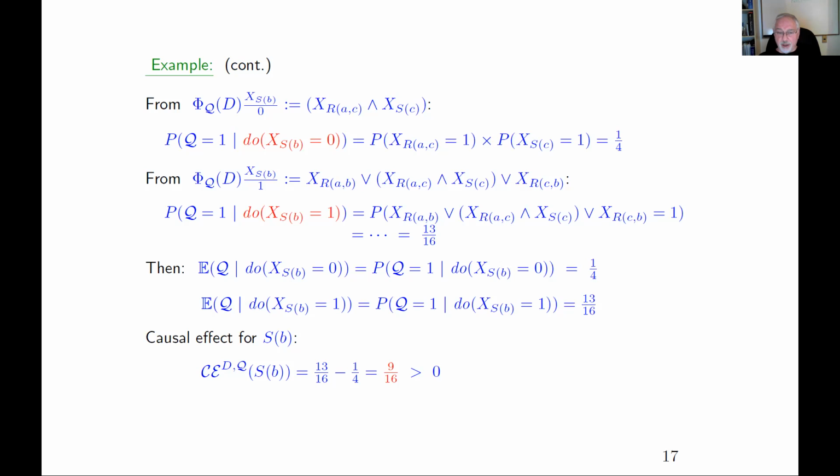And now we compute the expected values. The expected value of Q when x_SB is 0 reduces to the probability of Q equal 1 under this intervention, because the other value would be Q equals 0, and when multiplied by the corresponding term, it disappears. So we get 1/4. For the same reason, the expected value of Q under this intervention is going to be the probability we had computed before, for Q equal 1. So we get this. The causal effect of SB, this particular tuple, is going to be this difference that is 9 over 16, that is greater than 0. So this would be basically the degree of contribution of the tuple to the query result.